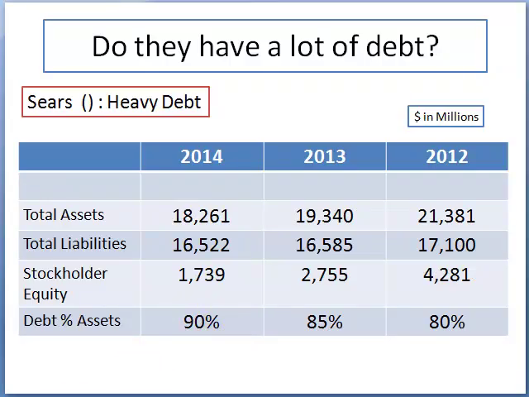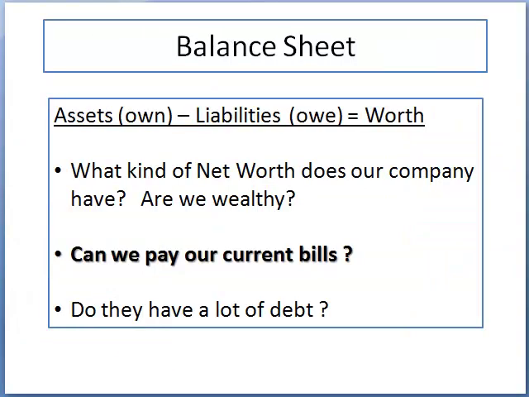So that hopefully has answered what the balance sheet tells us. We can see what kind of net worth the company has, how wealthy it is, whether it is able to pay its current debts, whether it has a lot of debt or very little debt, and whether most of it is owned by stockholders or owners, or most of it is owned by creditors. Those are the things you can learn about your company by looking at the balance sheet.